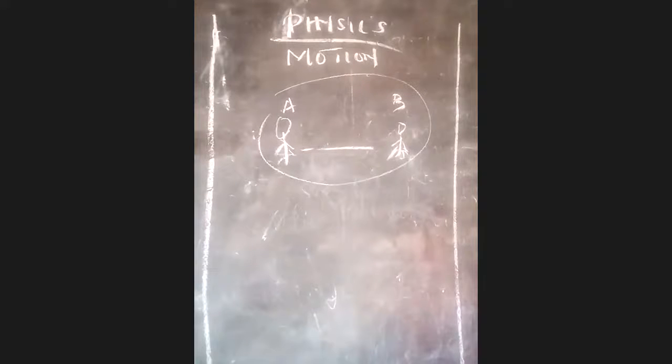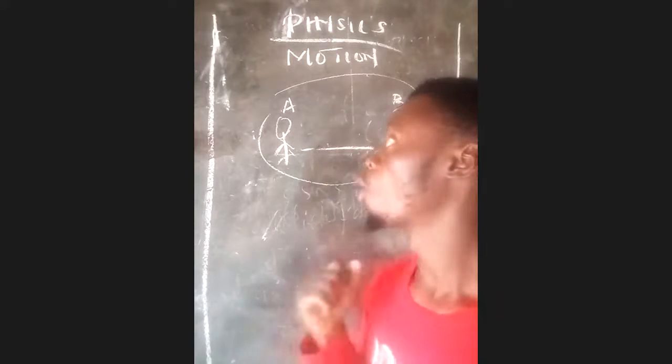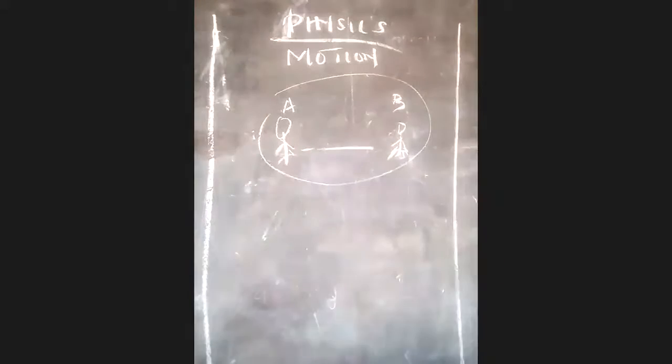It exists in different forms as I was saying earlier: in solid form, liquid form, and gaseous form. That is motion. Once again, motion is defined as the change of position of a body with time. Let's now talk about the types of motion.